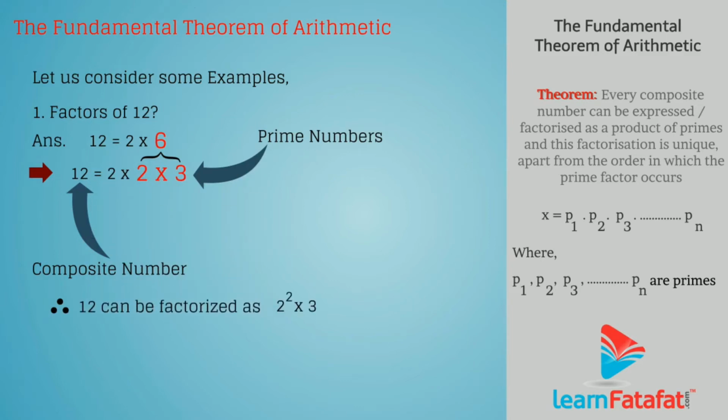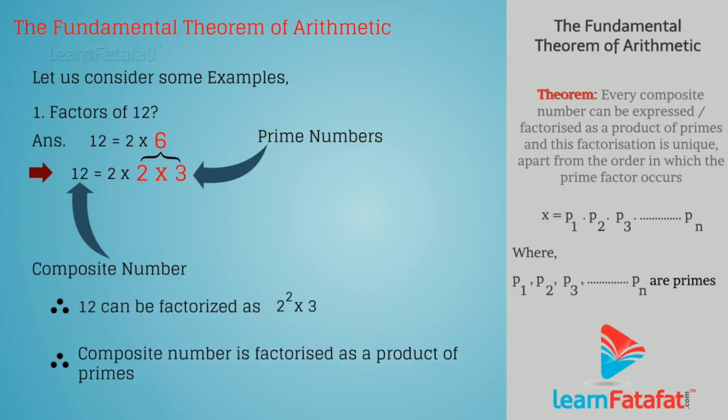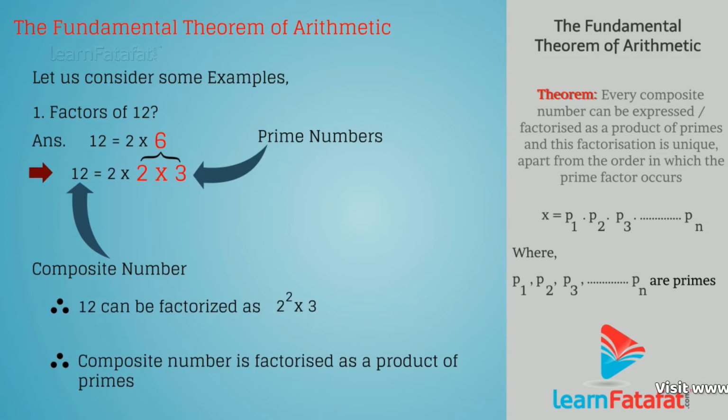Therefore, 12 can be factorized as 2 squared into 3. Hence, we can say that a composite number is factorized as a product of primes.